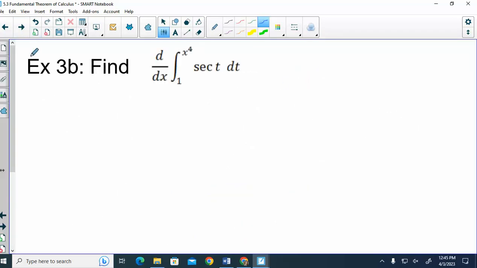All right, so if I ask you to do this one, d over dx, that just means the derivative of secant t dt. So what would I do? Chain rule, so this would become the secant of, and what would I have to multiply everything by? So it's that times the 4x cubed, or you could just put the 4x cubed in front.